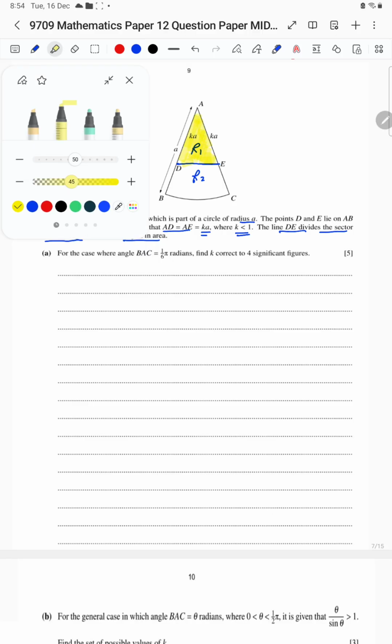The line DE divides the sector into two regions, region 1 and region 2, which are equal in area. It means whatever the area of this portion is, it will be the same as the area of this region, the green one. It's stated here.